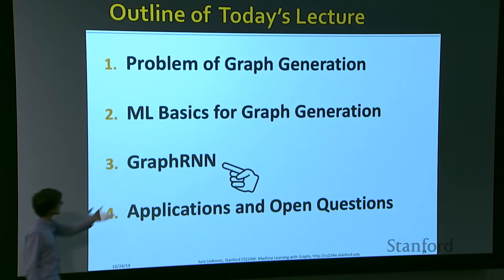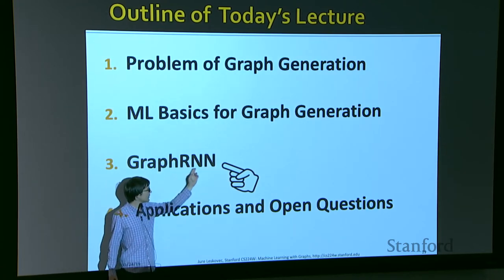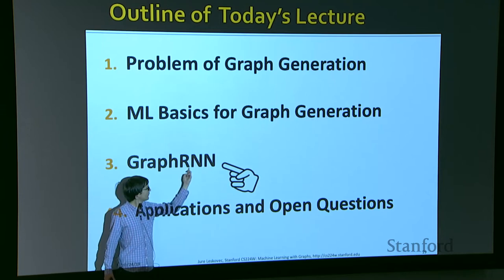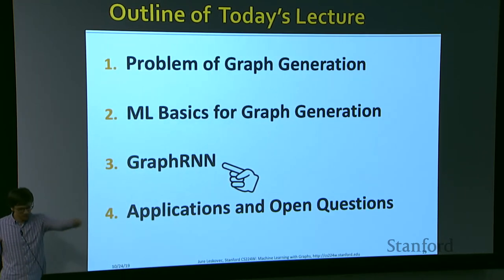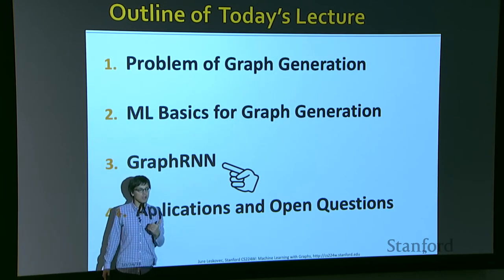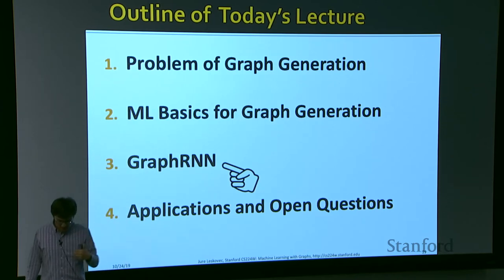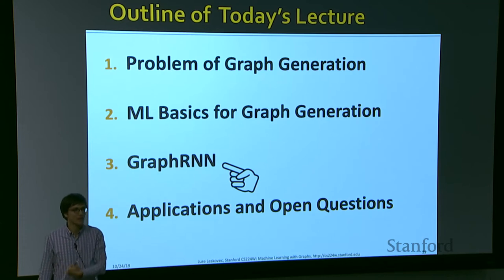And this is a GraphRNN that I'll talk about now. RNN stands for recurrent neural network, where recurrent means that whatever you output, you feed back in as an input to the next step. And this is exactly what we mean by autoregressive, because whatever we have generated so far, the next step will depend on everything that we generated so far.